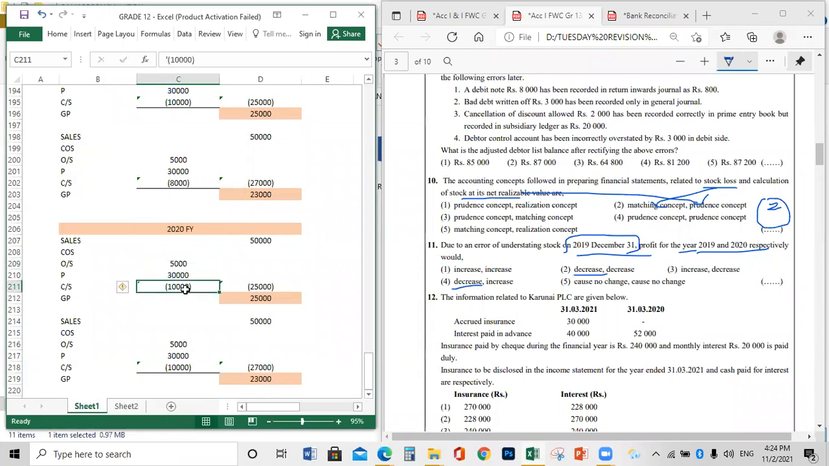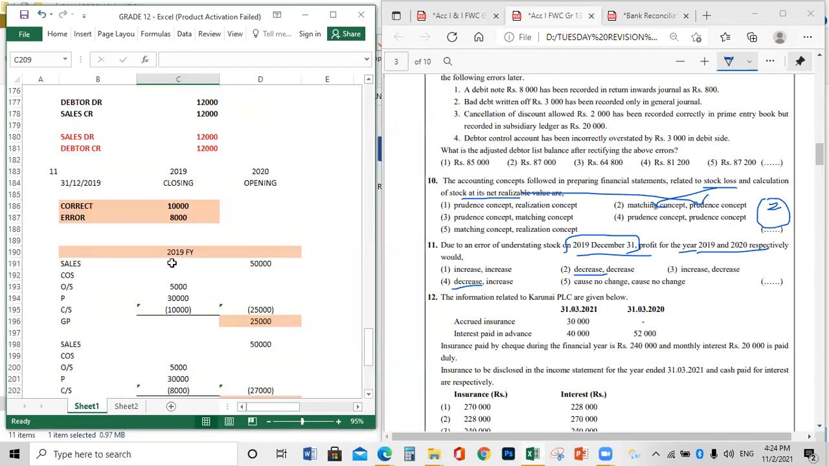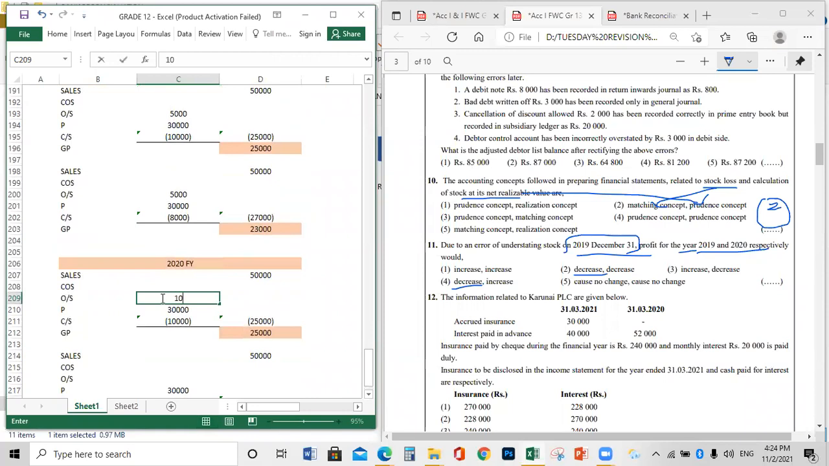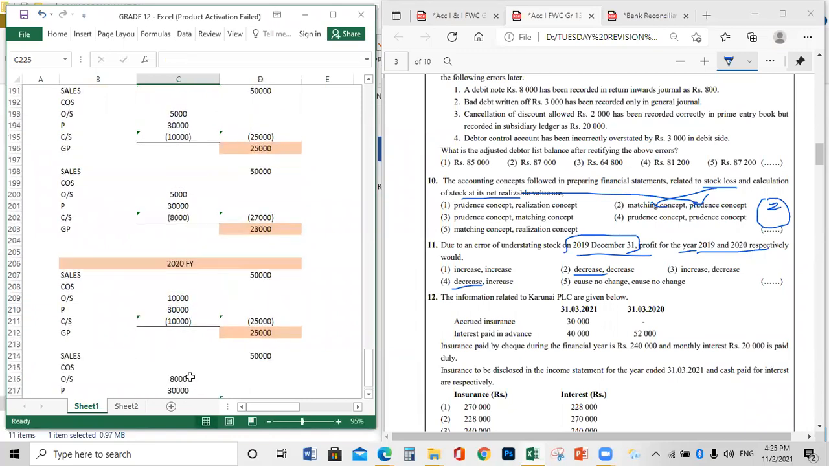Now guys, see, wait. I'll just change the opening. So let's say the closing stock is 10,000. Let's say, guys, the closing stock is 10,000. We'll change the opening. So the correct opening stock value is how much? The correct opening stock for 2020 should be 10,000. But what have they done? They have recorded it as 8,000.